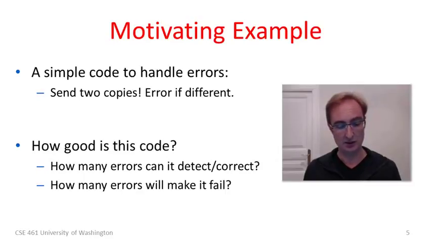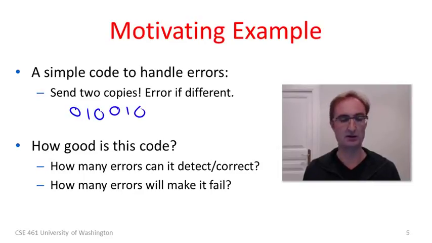Okay, so here's our example. Here is the message, 010, and we're simply going to send another copy. We'll send it again, back to back, 010. Great. Actually, let's not rush out and patent it before we think about how good this code is. First, we could ask, how many errors will it detect or correct? The number of errors it can correct is 0.